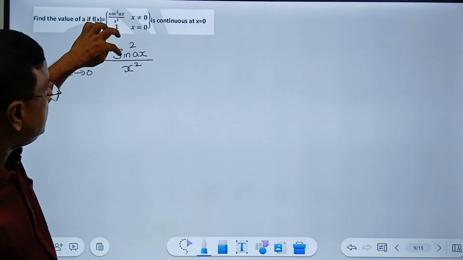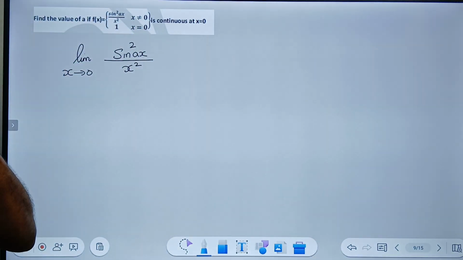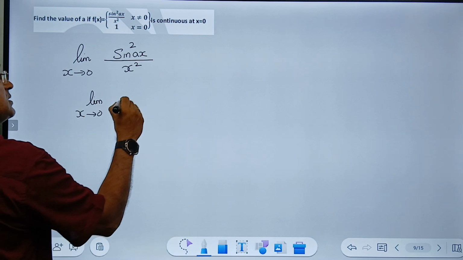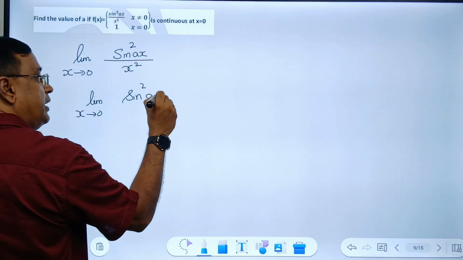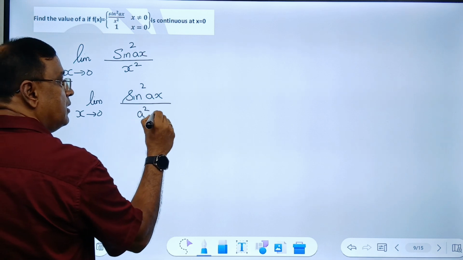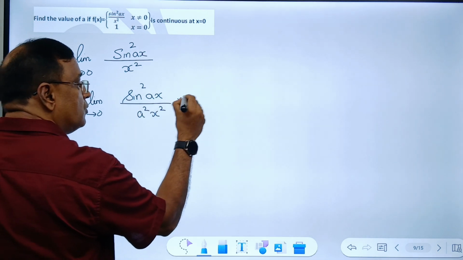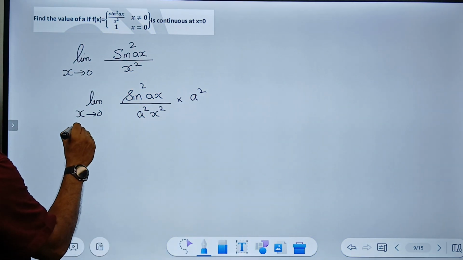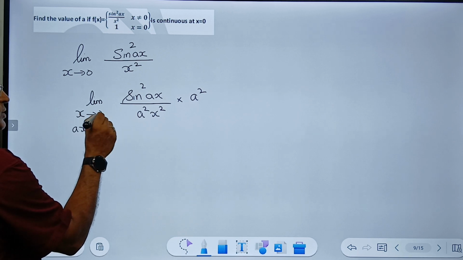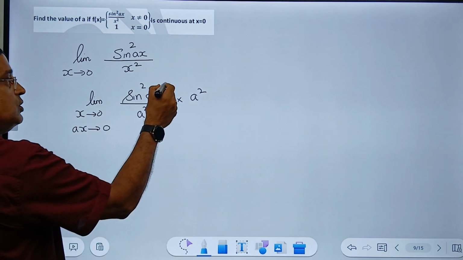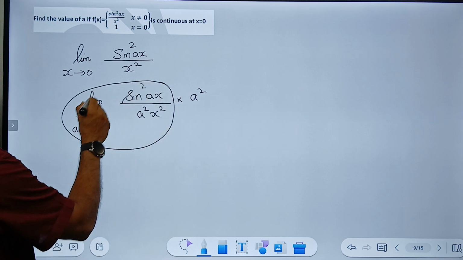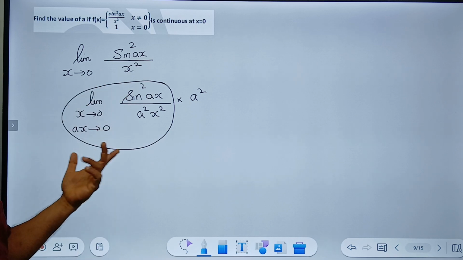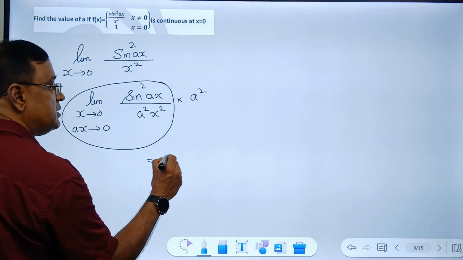If it was only sine ax, I would have multiplied and divided by a. But it is sine square ax. So since it is sine square, I need a square. Can I simply introduce a square? No. So you multiply and divide by a square. Now when x goes to 0, where will ax go to? If you multiply both sides by a, ax also goes to 0. So this satisfies the formula. Limit ax approaches 0, sine ax by ax is 1. Whole square will make it 1 square. 1 square is 1. So what is my limit? My limit is a square.